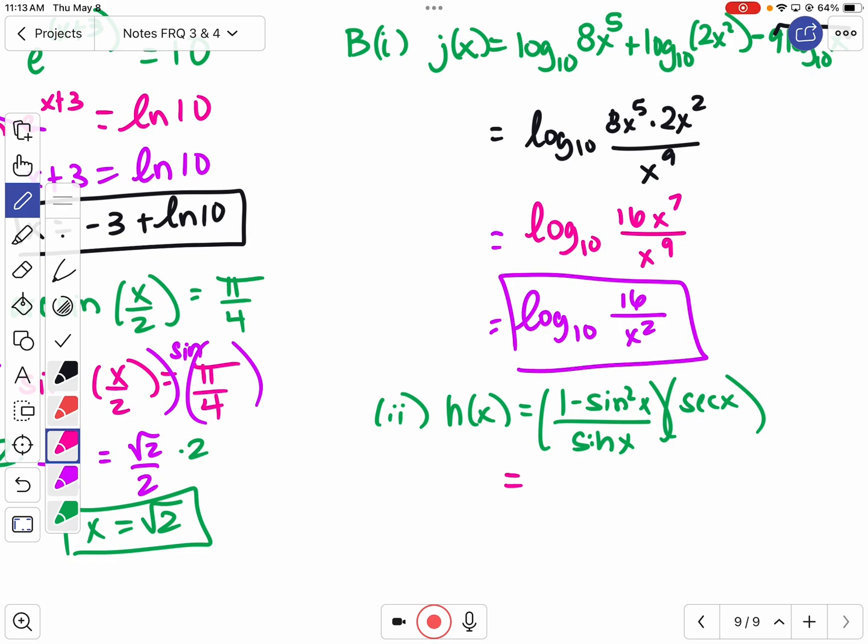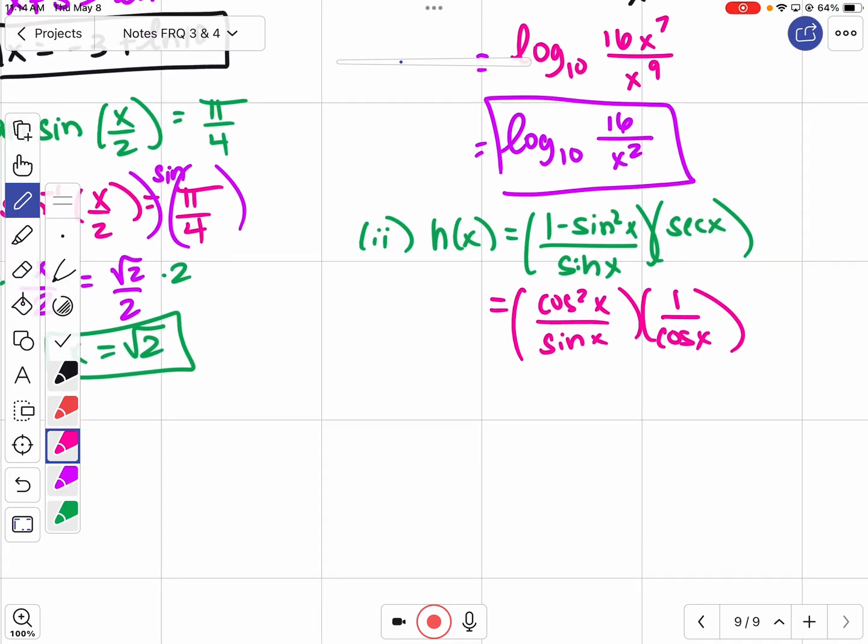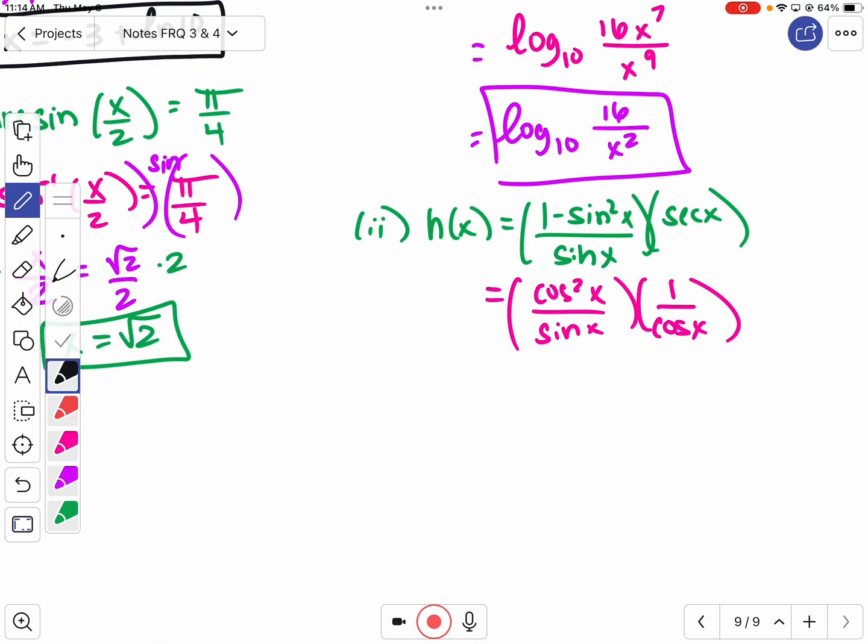1 minus sine squared, what does that look a lot like? Our trig identity: sine squared plus cosine squared equals 1. So if I take the sine squared away from the 1, what would it leave me with? Just a cosine squared. So I get a cosine squared over a sine. And how do I do secant? 1 over cosine. So I'm multiplying two fractions. Am I going to be able to reduce something? The cosine. I have one cosine on the bottom and 2 on the top, which leaves me with just 1 cosine over sine.